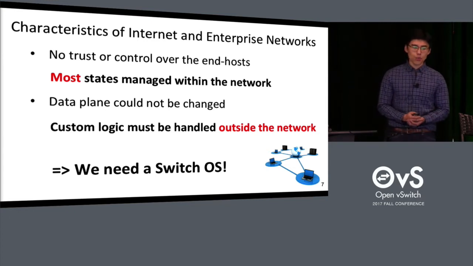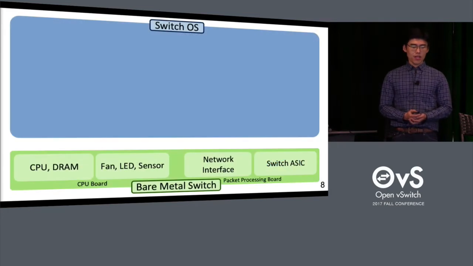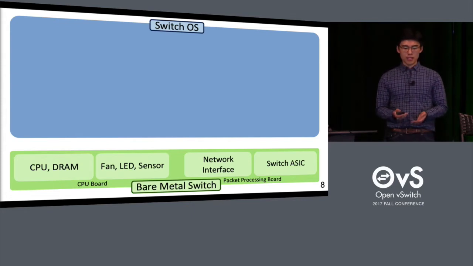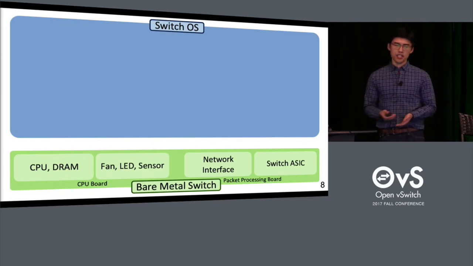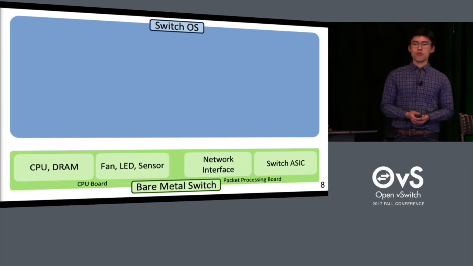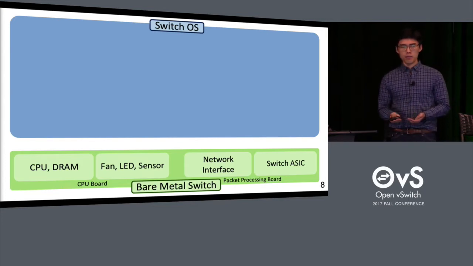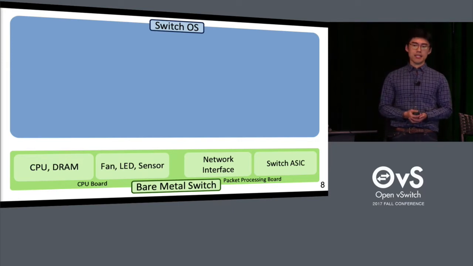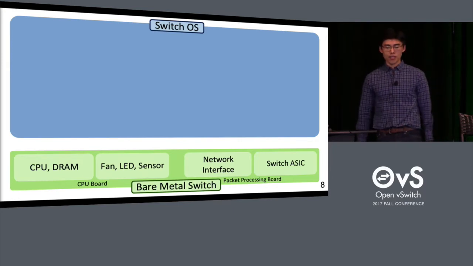Now, let's try to see what switch OS actually does. So here we see a diagram of a bare metal switch sitting on the bottom. And it has two pieces, the CPU board, which contains the CPU and the DRAM and fan, LED, and other sensors, just like a regular commodity server. And also, it has the packet processing board with the network interfaces, like QSFP ports, and the switch ASIC that actually does the packet processing.